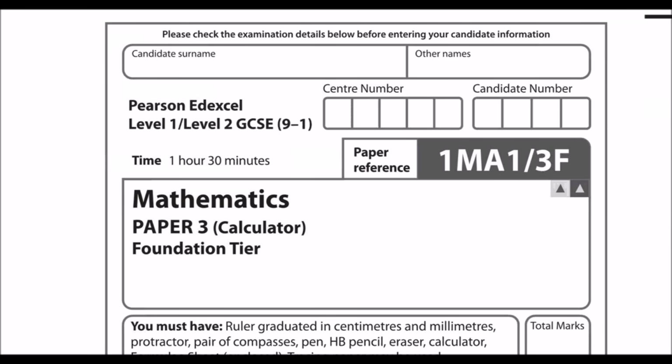This is the Edexcel Foundation Tier Paper 3 calculator paper from June 2022.